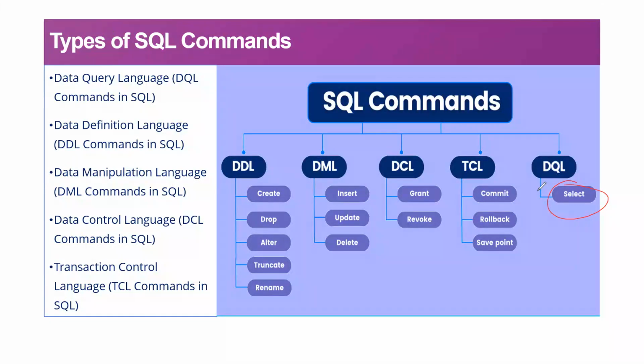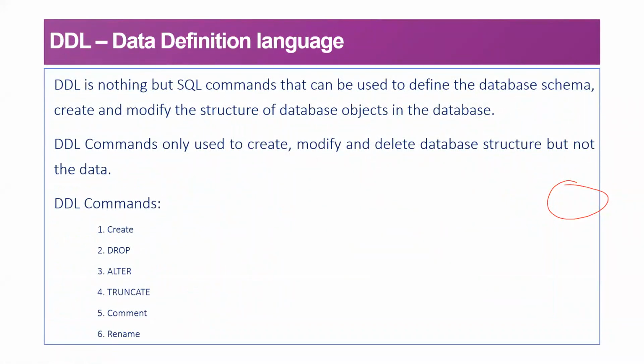Then data definition language. These languages are used to work with database objects. Data definition language is nothing but SQL commands that can be used to define the database schema, to create a database, to delete a database, to truncate, to drop the database, or to change a database object. But DDL commands cannot be used with data. DDL commands are only used to create, modify, and delete database structure.